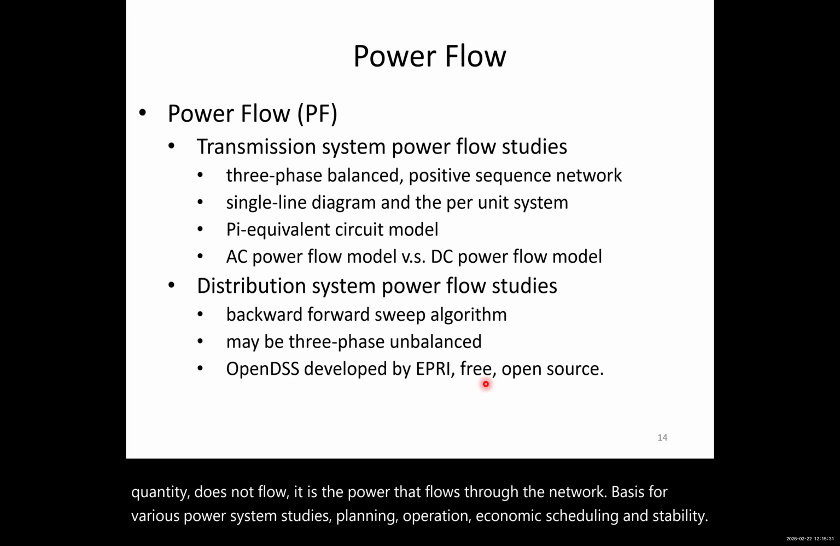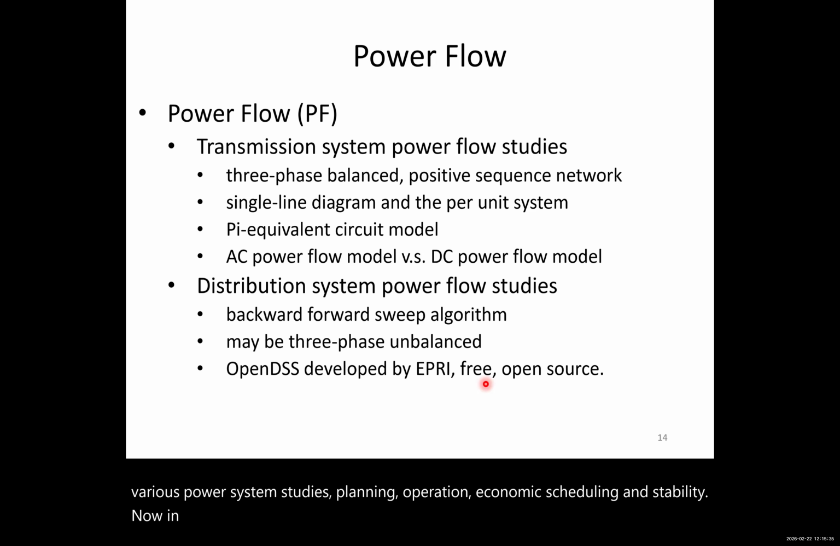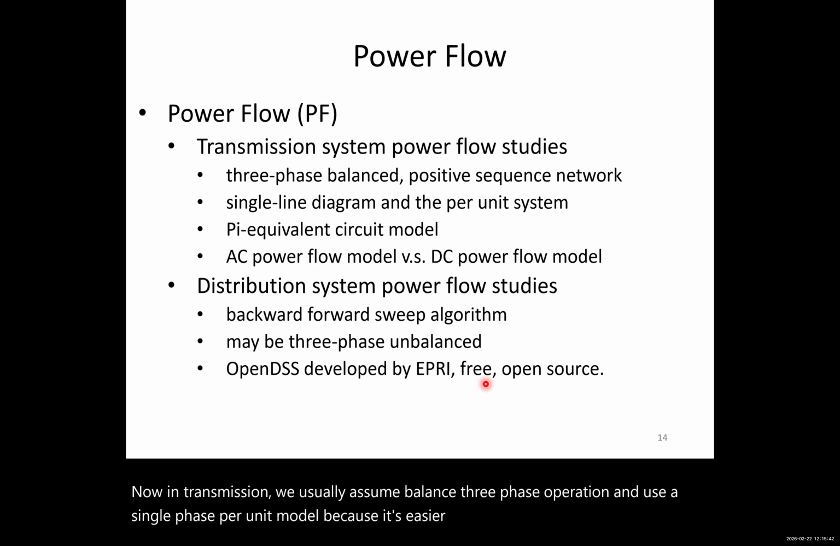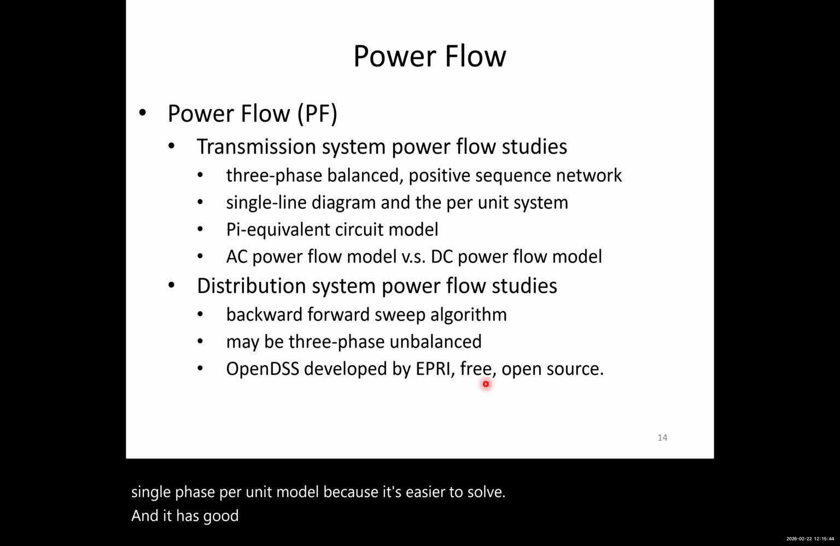Now, in transmission, we usually assume balanced three-phase operation and use a single phase per unit model because it's easier to solve. And it has good accuracy for most planning and operations. It's easier to compute and it's going to simplify our software as well.